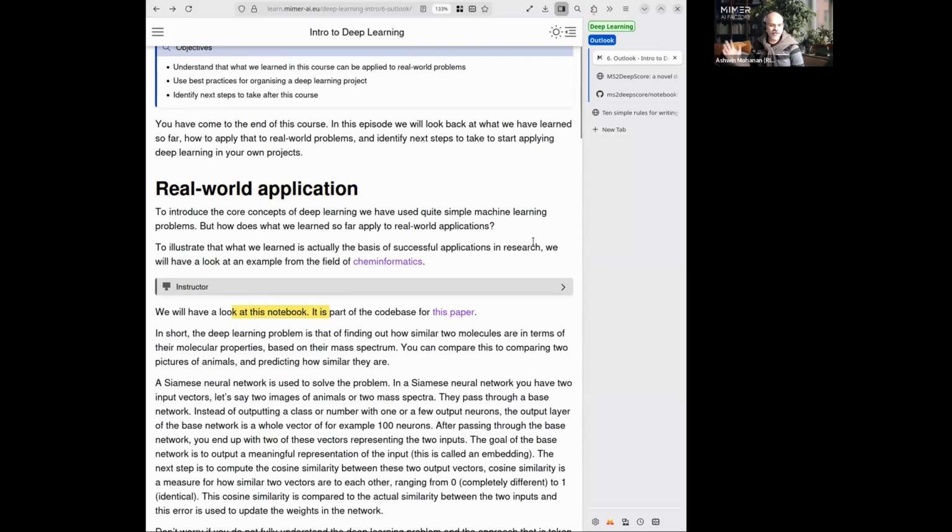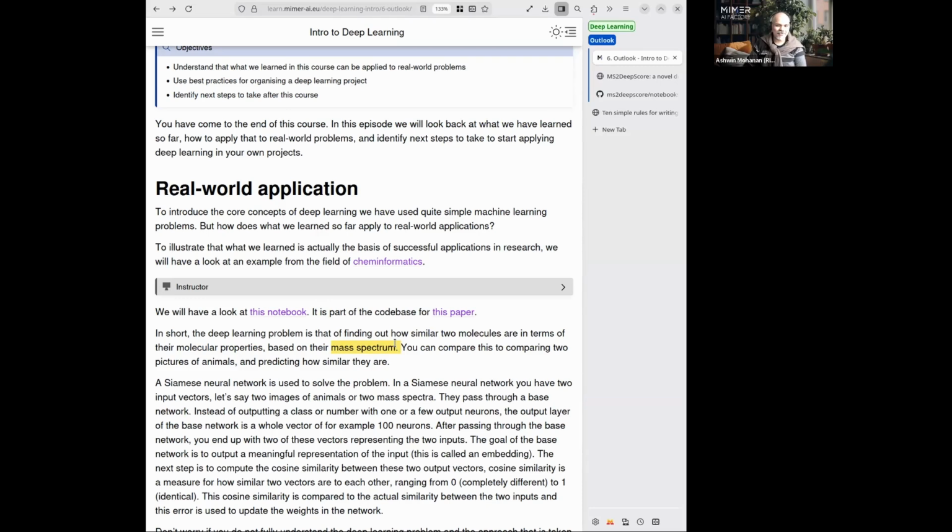This particular application is coming from the field of cheminformatics. What they are trying to do is see how similar two chemical molecules are based on their chemical properties. In particular, the input that they are providing is mass spectrum, so mass spectrography. And I must admit, I just have a high school knowledge of chemistry.